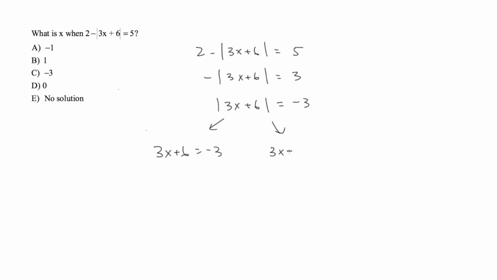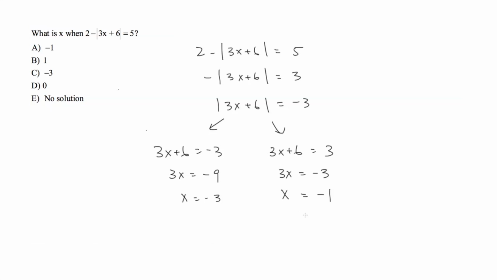And then we have 3x plus 6 is equal to the opposite sign. So instead of negative 3 we have positive 3, and we can just solve for x in both equations. So we have 3x is equal to negative 9, x is equal to negative 3. Here we have 3x is equal to negative 3, therefore x is equal to negative 1.